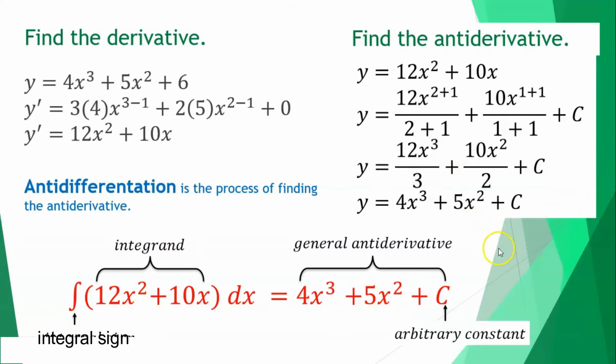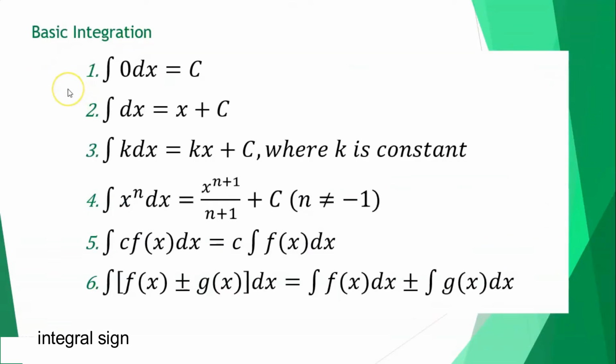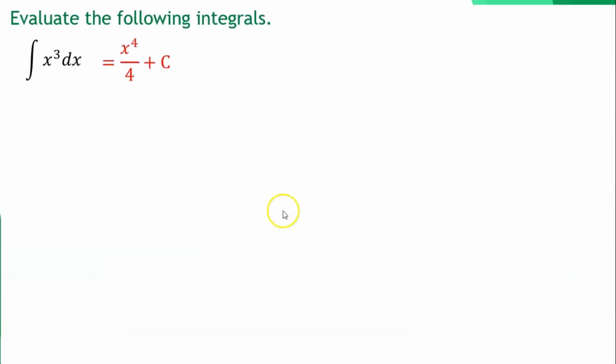Now, let's have this. These are the basic integration rules, or the basic antiderivatives of algebraic equations. So take note of the rule. Add 1 to the exponent and divide the given by the new exponent. So, for example, find the integral of x cubed dx. So it will become x to the power of 4 over 4, then plus c.